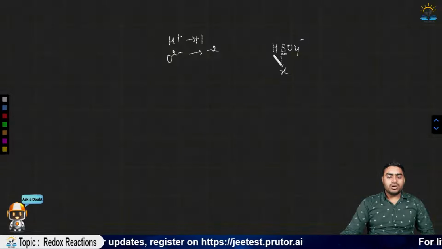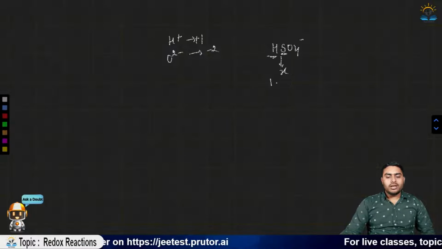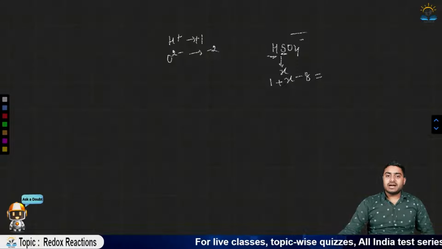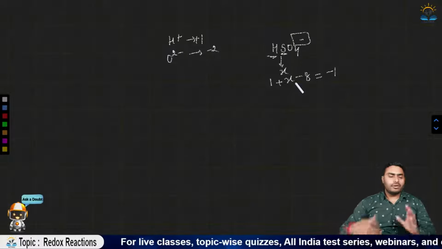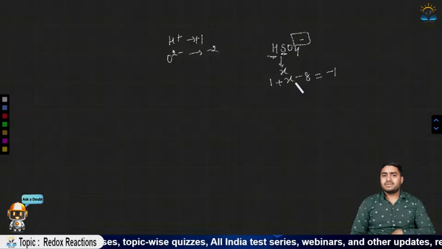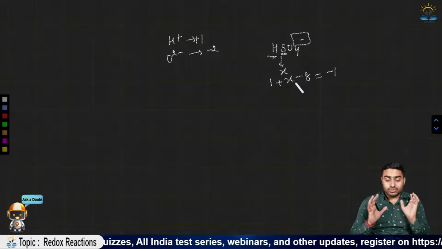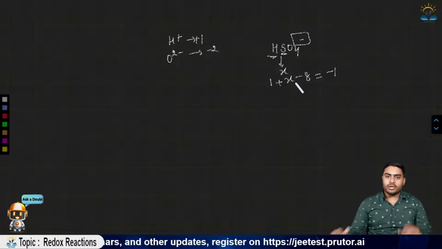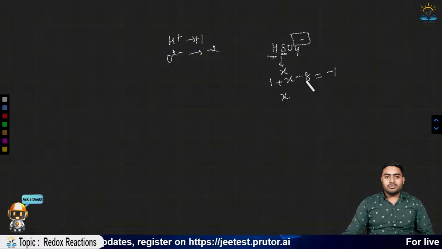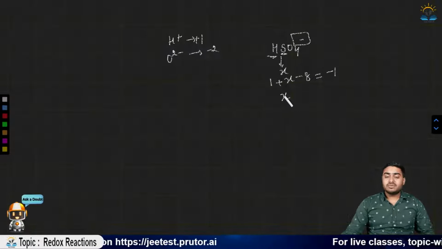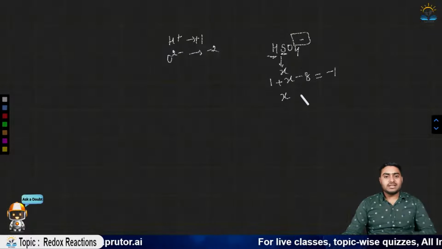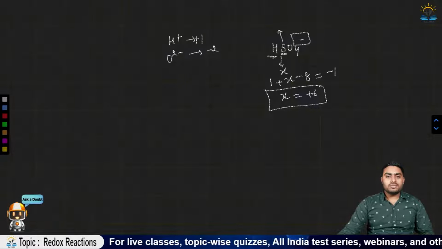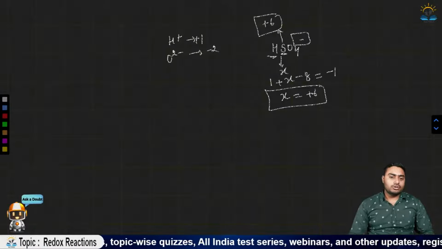Suppose this is X. Hydrogen is only 1 here, so 1 plus X, and -2 for the 4 oxygens, so -8, equal to its charge. Its charge is -1. If it were +1, you would put +1 here. Whatever the sign and whatever the charge present here, you have to put the exact value with sign. So X will be -8 plus 1, which is -7, and -7 goes to the right hand side, then you get +6 as the answer again. So the oxidation number of sulfur in HSO4 negative is also +6.